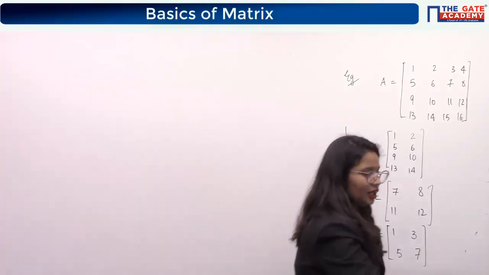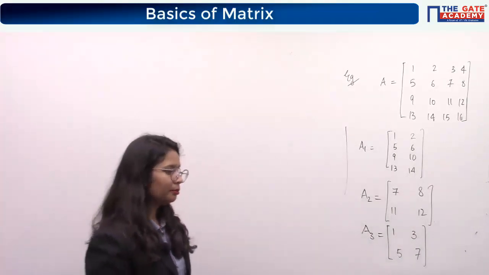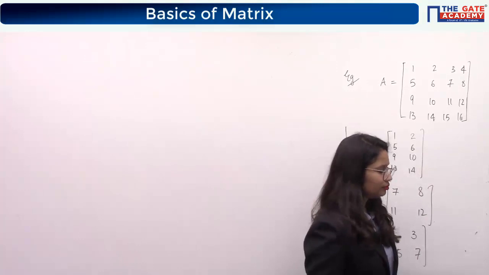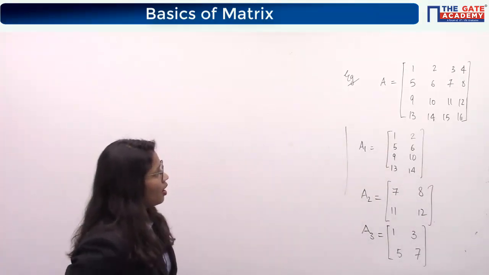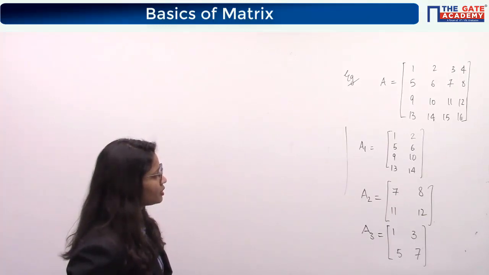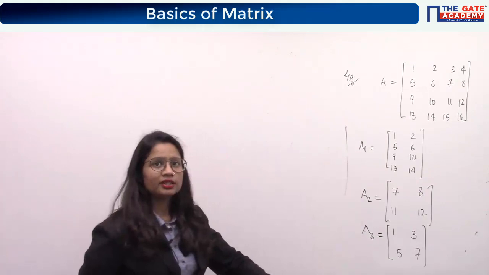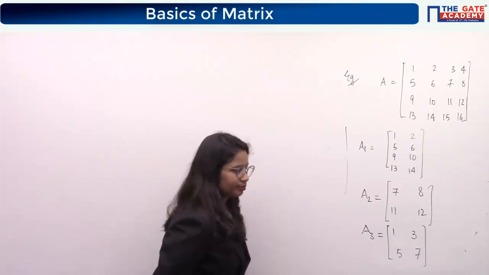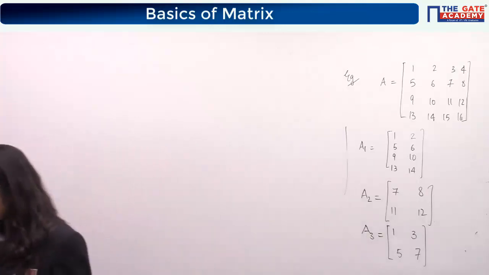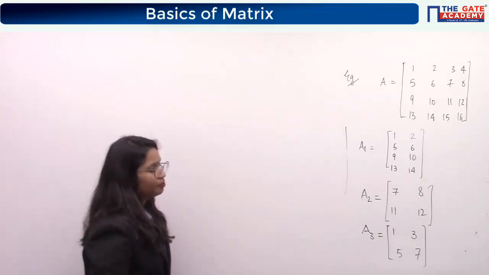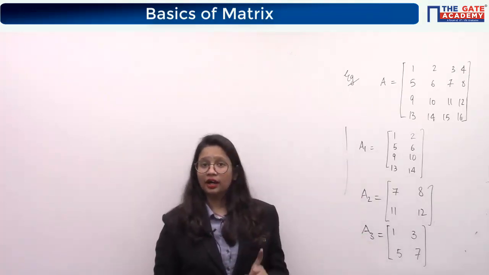Now, the second term is principal submatrix. Write down the definition for principal submatrix and tell me whether any of these three is a principal submatrix or not. So, principal submatrix, first of all, definition: a square submatrix.